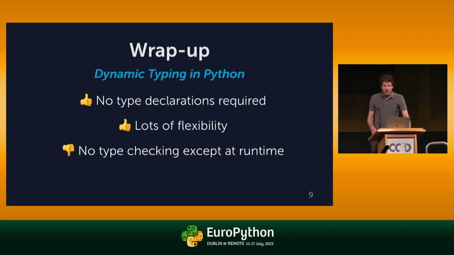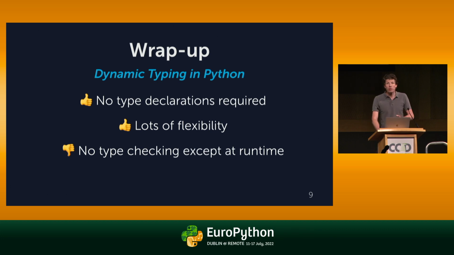So then, as a wrap-up of this first part, Python is a dynamically typed language, and I like that you don't really have to specify any type declarations. That's nice, because you can just quickly code something together. Gives you lots of flexibility. You can create an impostor duck that behaves like a duck, but actually isn't a duck. But as a downside, you don't have any type checking except at runtime. And sometimes runtime is just too late.